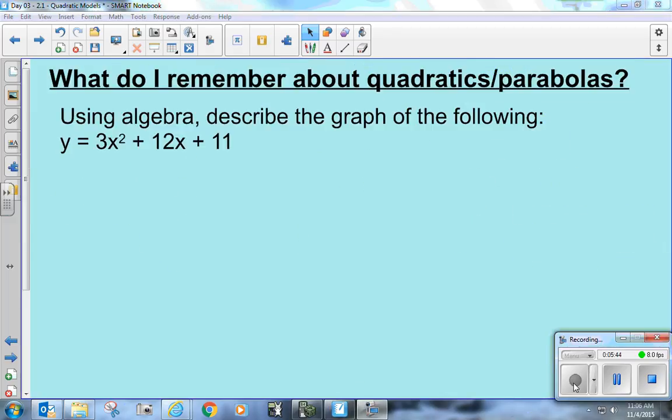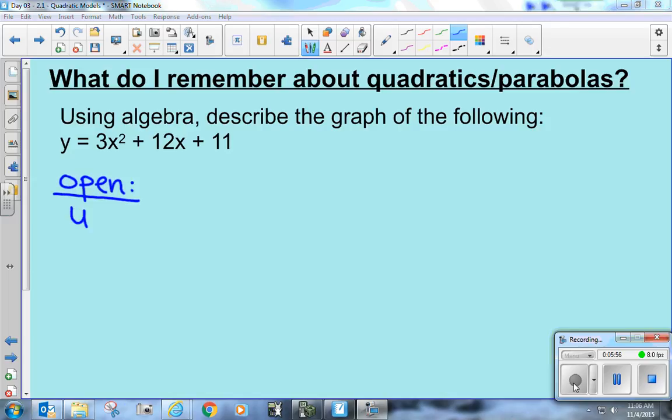All right, so using algebra, let's describe the following graph. First, how does this open? It opens up. And how do we know that? Because the a value, which is 3, is greater than 0. So we know it opens up. That's the first thing we know.